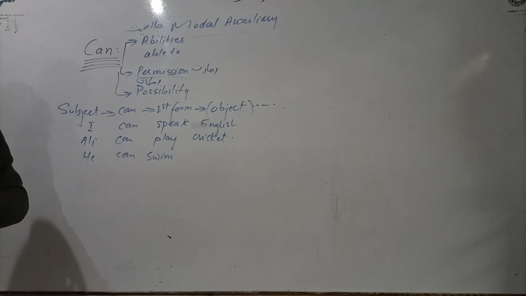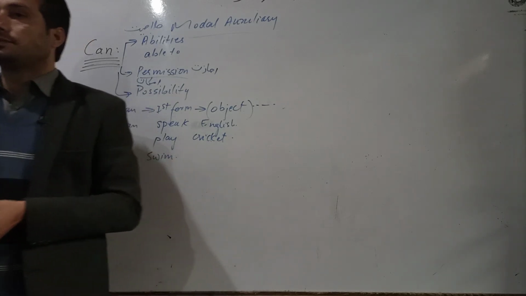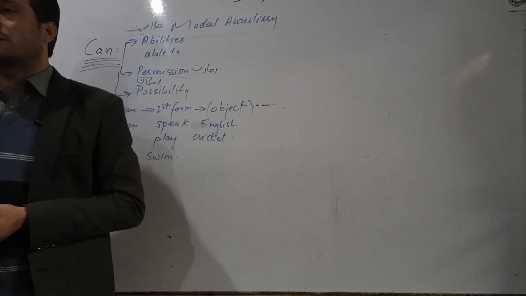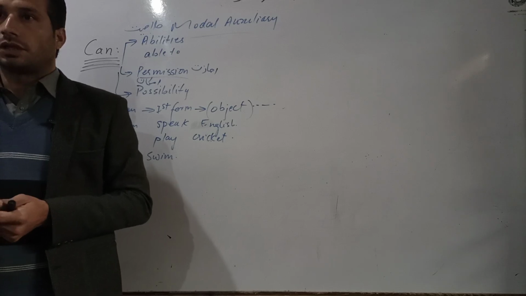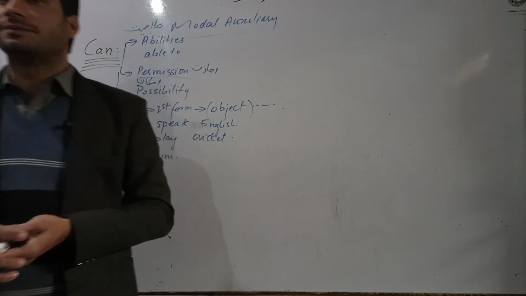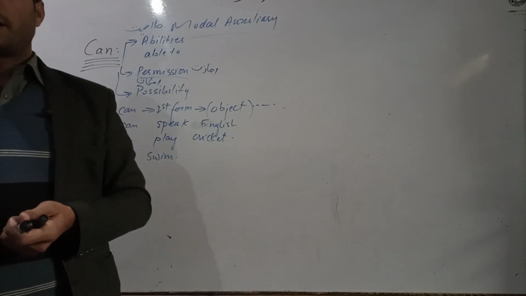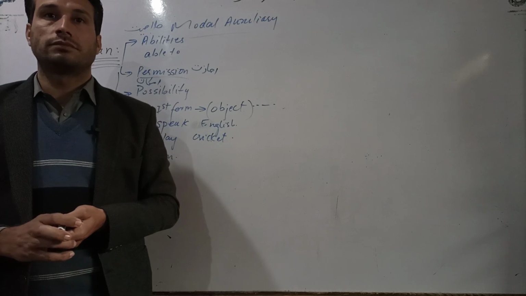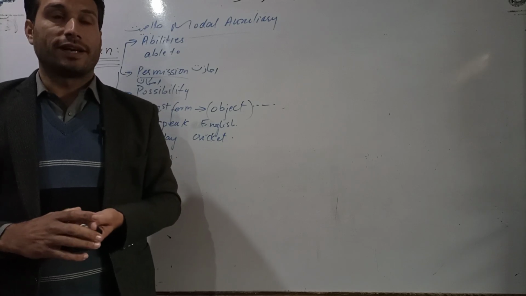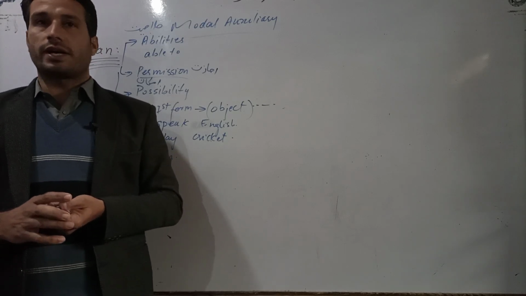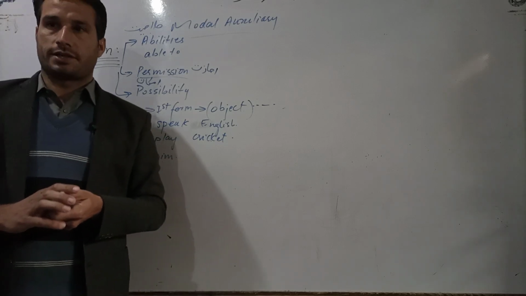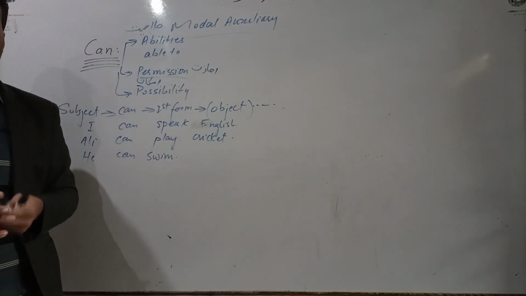Okay, can you give me a few examples, one by one please? Yes, what can you do? I can speak Urdu. She can speak Urdu. I can cook paratha, very good. I can ride a bike, very good. I can read books. I can drive a car. I can write a letter. I can play football, very good.